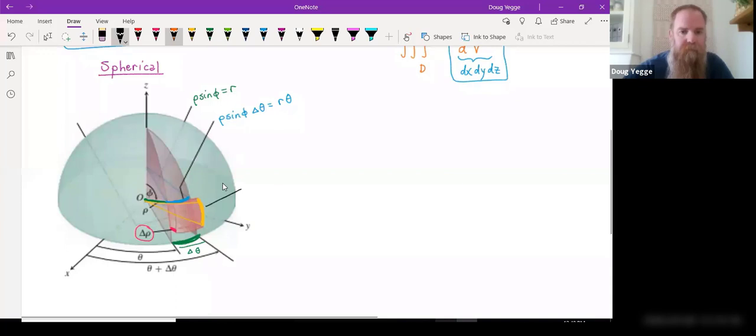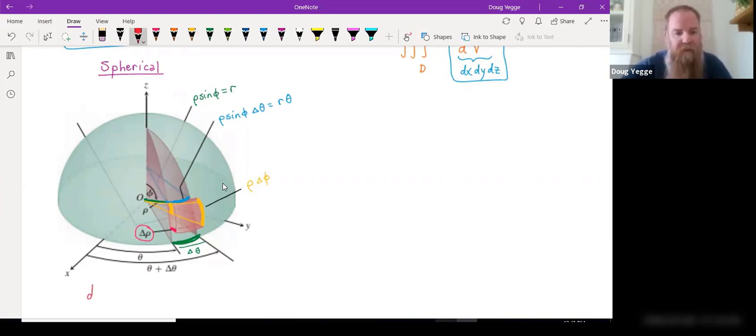Okay. I also see that this is going to be rho times the change in the angle, but notice that the change in this angle is the change in phi because it's extending from the z-axis downwards. So this is going to be rho times the change in phi. And so I think that we're ready now to create our dv for spherical.